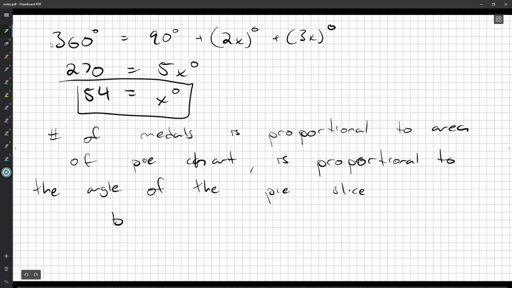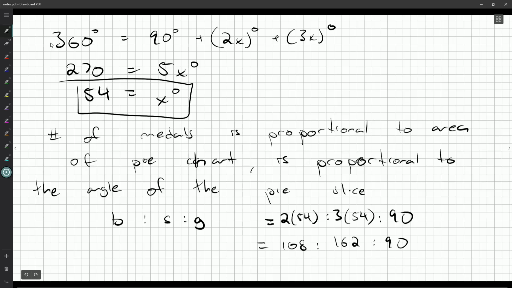So, bronze to silver to gold is the same thing as, well, I know all these angles, or rather I'm about to know all these angles. Gold is 90, and then bronze is 2 times 54. And silver is 3 times 54. And it's a good thing to work out these numbers anyway, just so you could double check that everything really does add up to 360. So we get 108, and then 162, and then 90. And these do, the 2 and the 8 is a 10, gives me 170, plus another 100 is 270. And there we go.